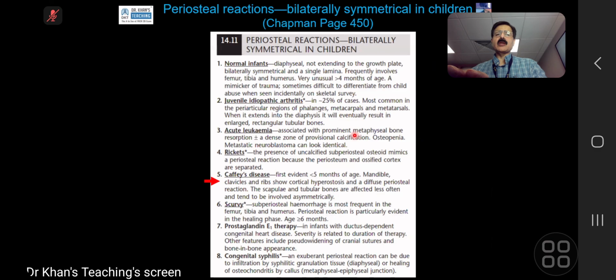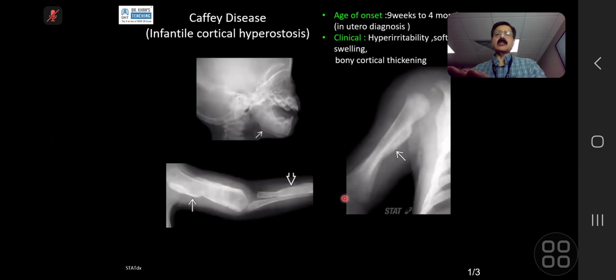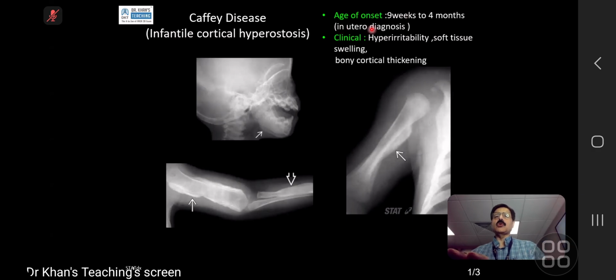Caffey's disease: mandible and clavicle show diffuse periosteal reaction, and the scapula. The key thing is we have already covered it. I told you it can be self-limiting. Age is 9 weeks to 4 months, and people have also diagnosed it in utero. And so this is classical.